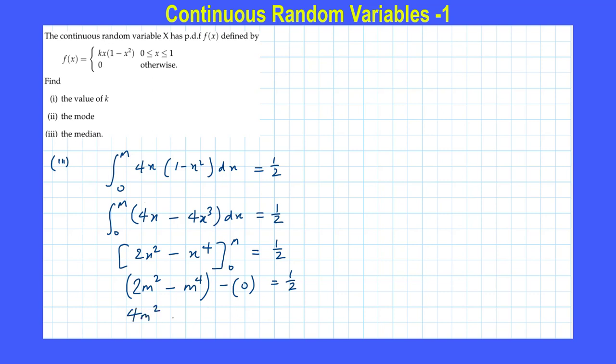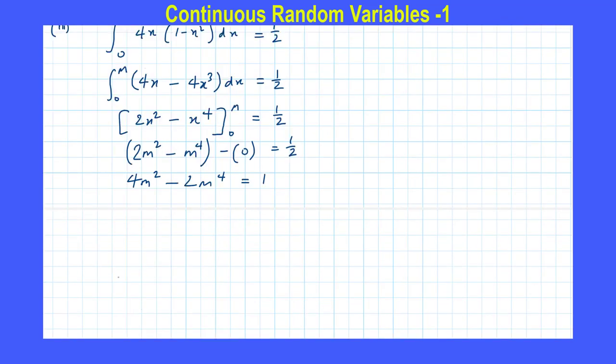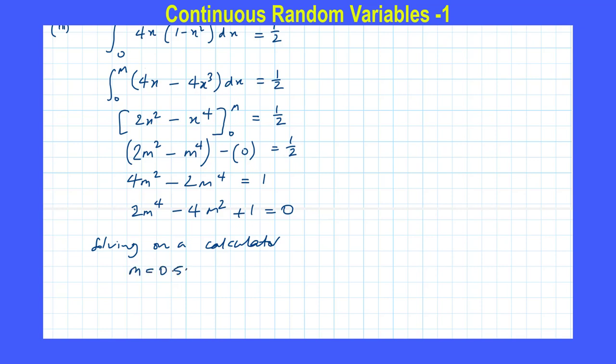Multiply everything through by 2 to get rid of the fraction. So 4m squared minus 2m to the 4 equals 1. Rearranging it to make the m to the 4 positive. And then, using my calculator, I'm going to solve it to find what m is going to be. My calculator does give other values, but the only one that was in the relevant domain was m equals 0.541.